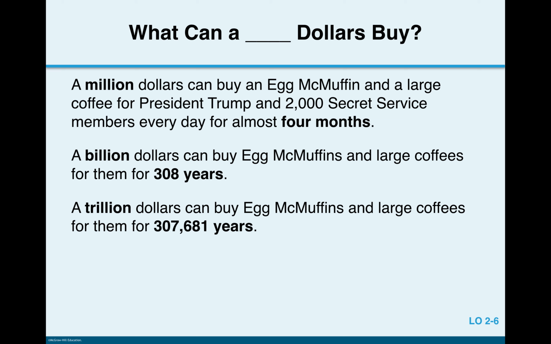Whenever we're talking about money, we're always wondering how much really is $1 million, $1 billion, $1 trillion. So, here's a really good representation of that. $1 million can buy an Egg McMuffin and a large coffee for President Trump and 2,000 Secret Service members every day for almost 4 months. $1 billion can buy Egg McMuffins and large coffees for them for 308 years. And then $1 trillion can buy Egg McMuffins and large coffees for them for 307,681 years, which is just a stupid amount of money.